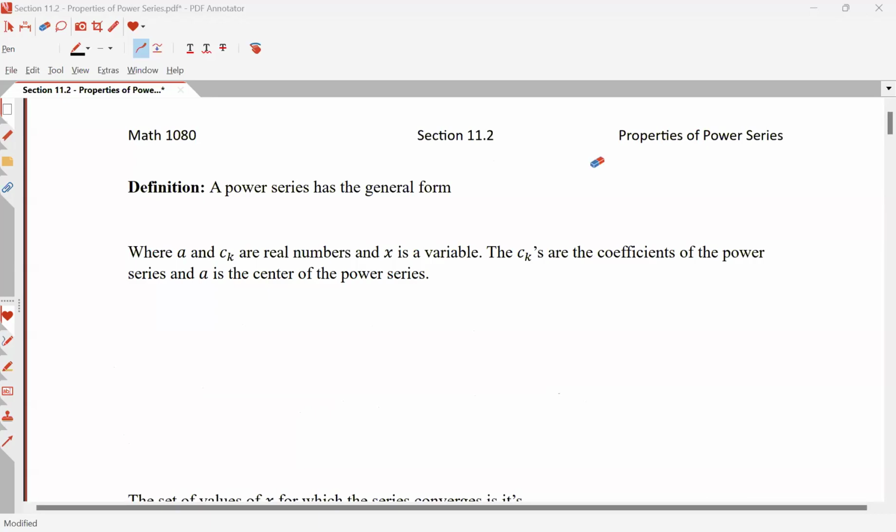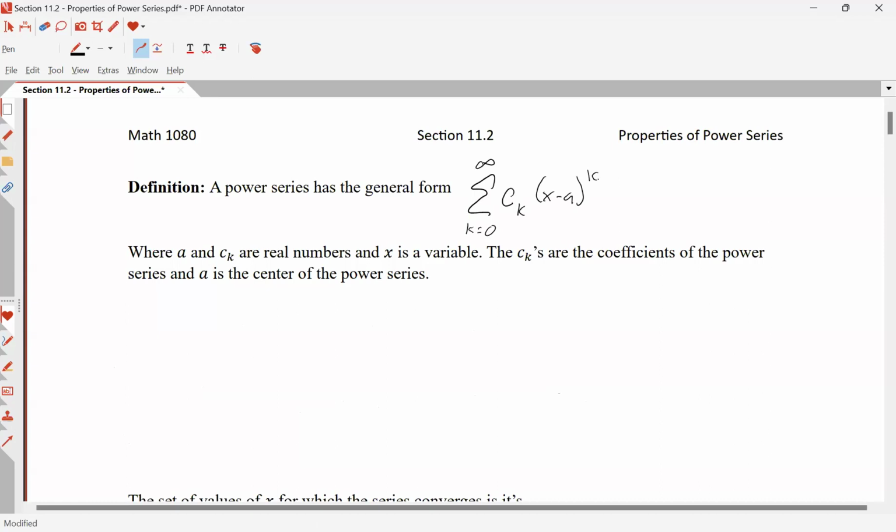Hello, in these videos, we are going to look at the idea of power series. So section 11.2 is all about what is a power series. A power series is a special series of the form: the sum k equals 0 to infinity of c sub k times (x minus a) to the k, where a is a real number, c sub k are real numbers, and x is a variable.